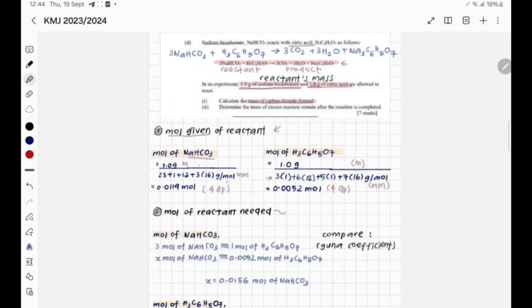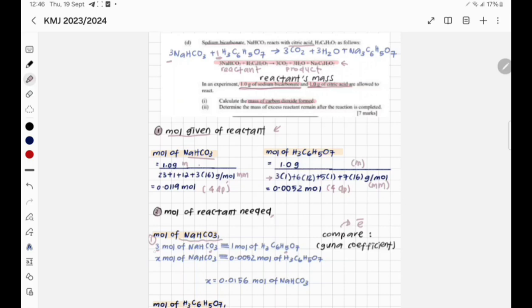Okay, untuk mole of reactant needed, kita start balik. Kita kena cari balik untuk mole of sodium bicarbonate. So cara nak dapatkan mole of reactant needed is kita kena comparekan sodium bicarbonate ni dengan citric acid. So first step dia ialah compare guna coefficient, maksudnya yang ni kita kena refer equation. So dalam equation, 3 mole of NaHCO3 kita comparekan dengan, kalau kat sini tak ada nombor, maksudnya 1 mole of citric acid.